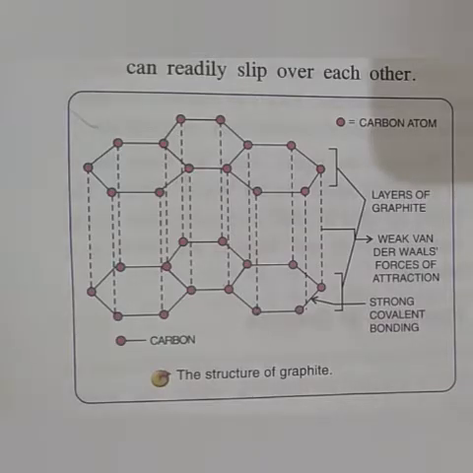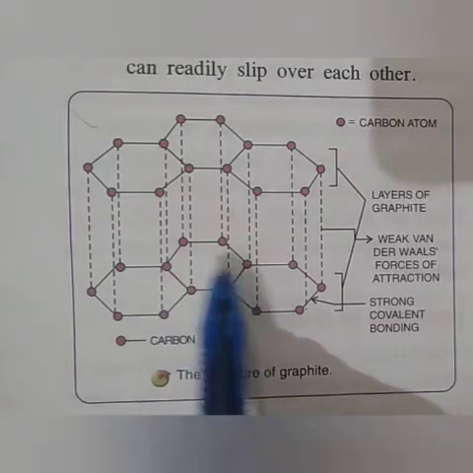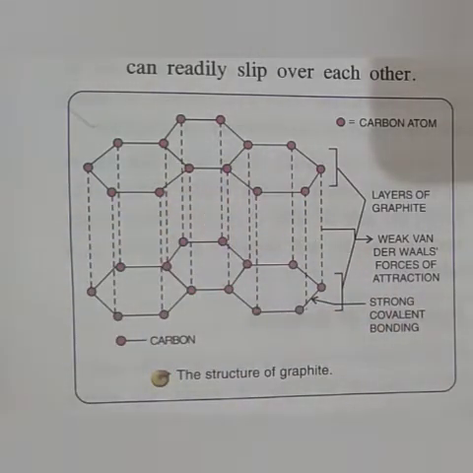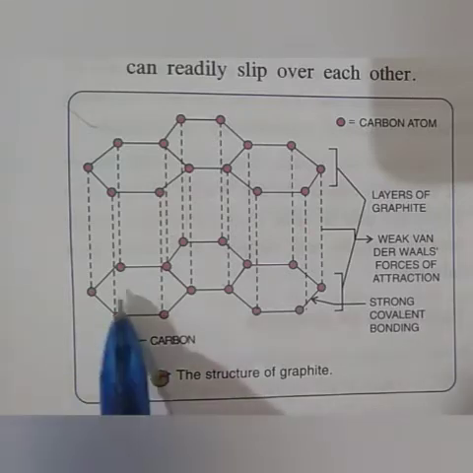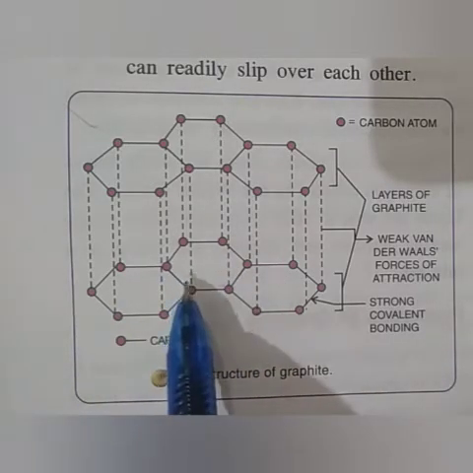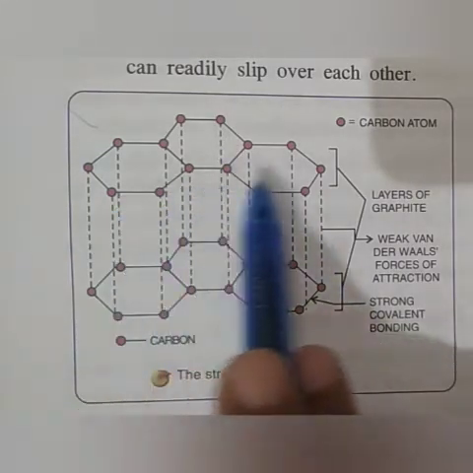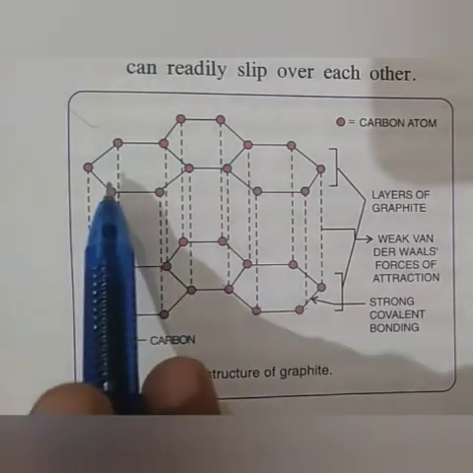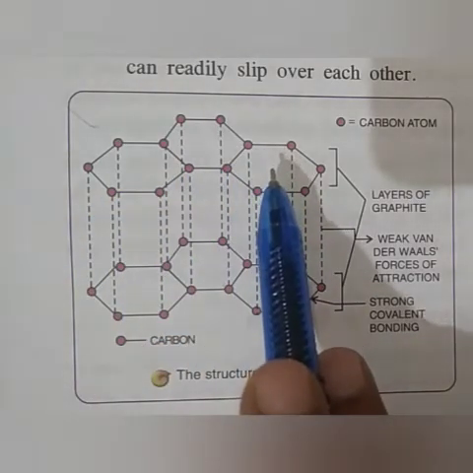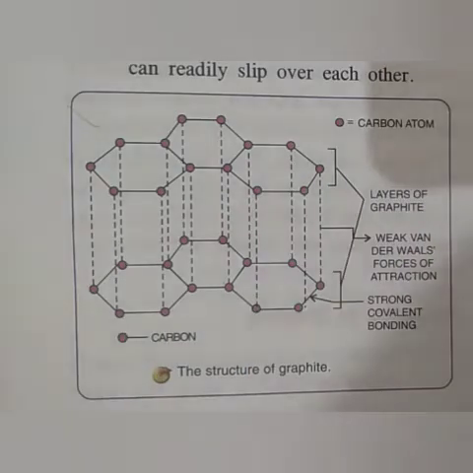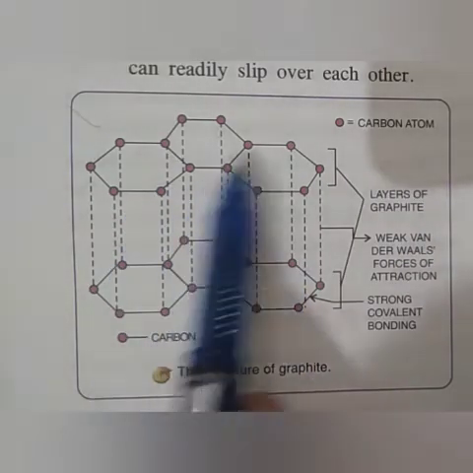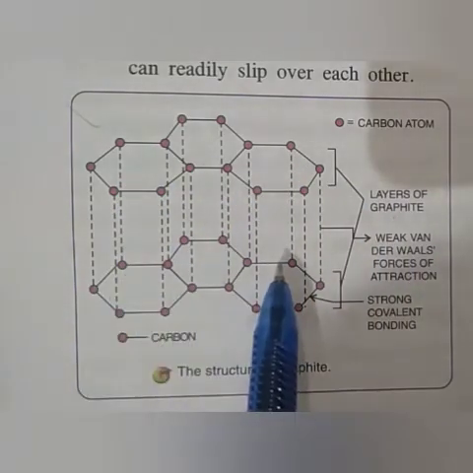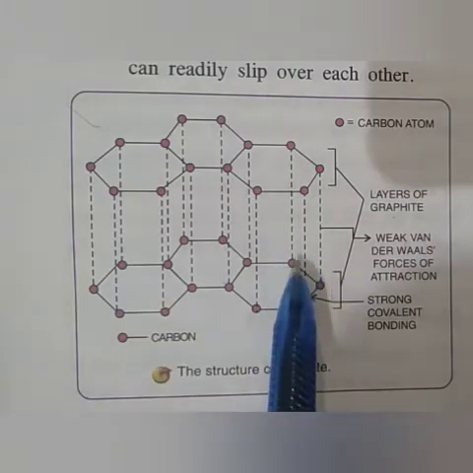And after linking, they form hexagonal rings. You can see these are hexagonal rings, and these rings are stacked over one another, so they form a layered structure. This is one of the layers of hexagonal rings, and this is another layer of hexagonal rings. These hexagonal rings form layers of graphite, and these layers of graphite are separated by large distances.